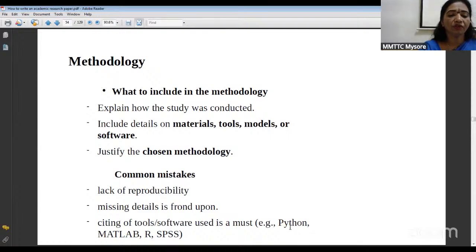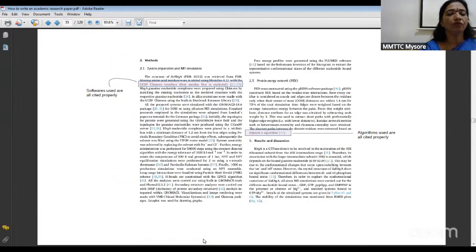So for example, if you have used the Python language, MATLAB, R, SPSS, all these packages should be cited properly, and also it should be stated whether you have purchased it. If you are using a pirated copy, you should be very, very careful about it.